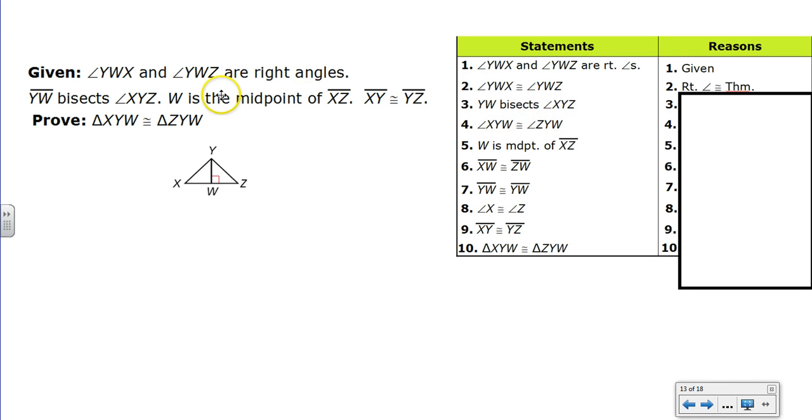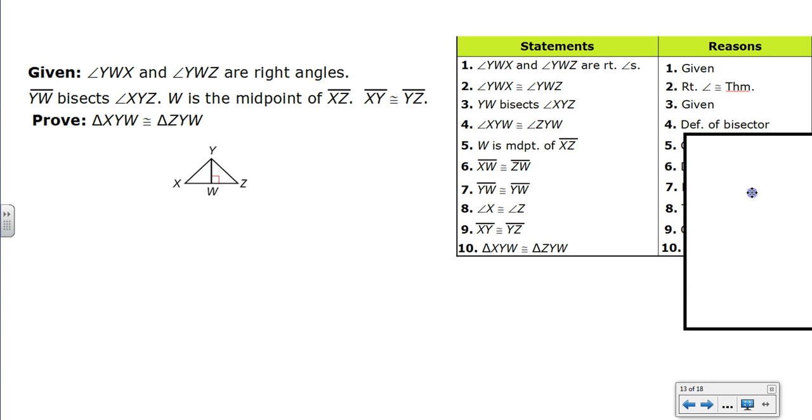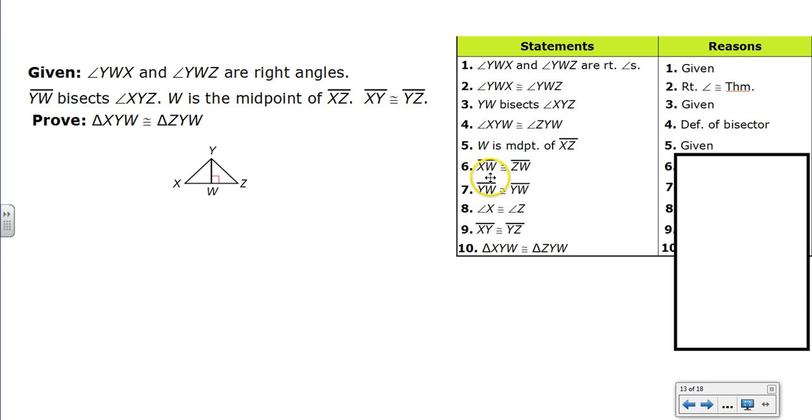YW bisects XYZ, here it is, we were given, right? If it bisects XYZ, then XYW and WYZ are congruent. That's due to this bisecting, right? Definition of a bisector. We also know that W is a midpoint of XZ, another given piece of information. And if it is the midpoint, we can say XW is congruent to ZW, right? And that's based on this midpoint definition. Definition of a midpoint.